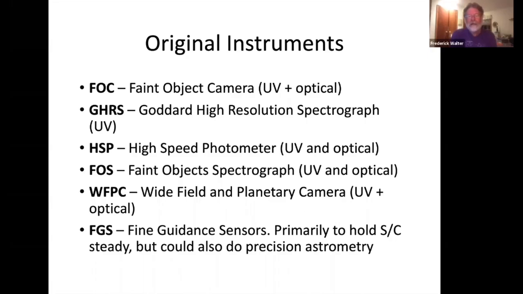And then there are 3 fine guidance sensors. Their main role in the telescope is to hold it stationary when it's looking at an object. You don't want this telescope wobbling while you're looking at an object. That sort of destroys the good seeing you can get up above the atmosphere. But you don't need all 3 of them. 2 of them will suffice. Actually, 1 will suffice. And the other ones can be used to study stars that happen to fall in their fields of view, and they could do precision astrometry on select stars.